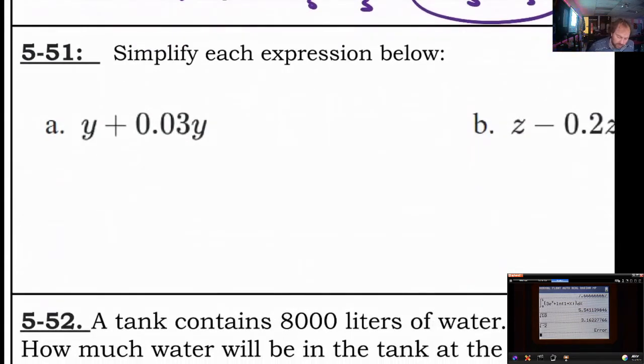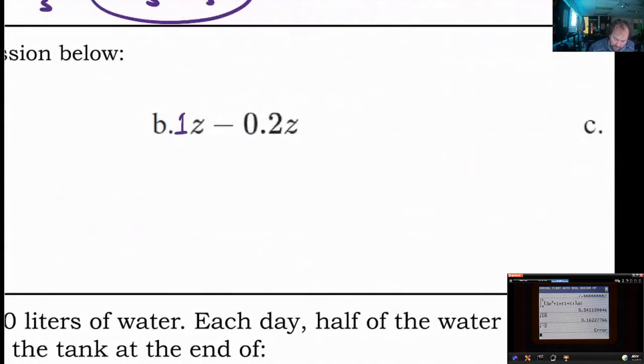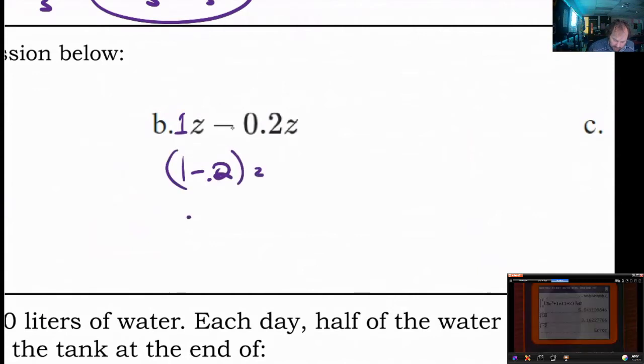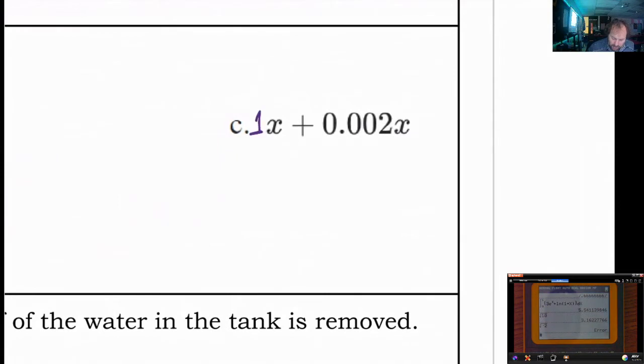Problem 51 is a really simple problem. All you've got to do is see the 1 kind of hiding in front of that y there, and then you want to add those together. You're basically combining like terms here in a weird new kind of way. This is 1.03y. The same thing is true over here in b. That's a 1 minus, so this is going to be 1 minus 0.2 times z, which in this case is 0.8z. And over here, this is a 1x plus 0.002, so it's 1.002x. That's all you're doing there.